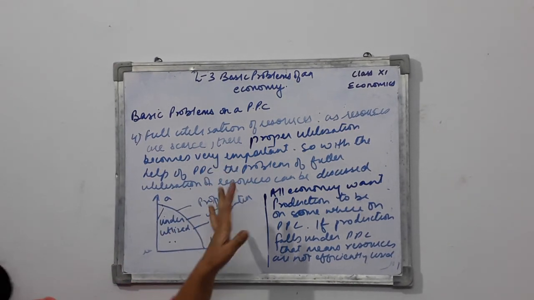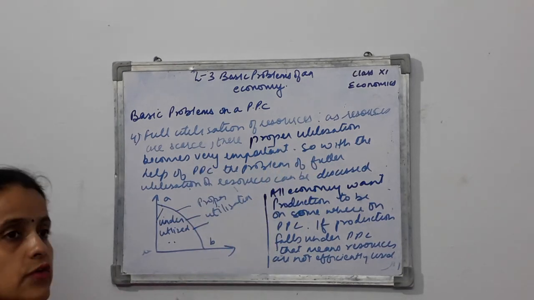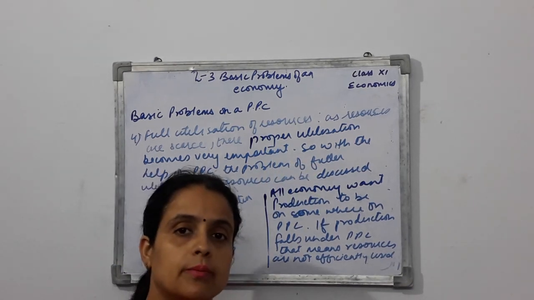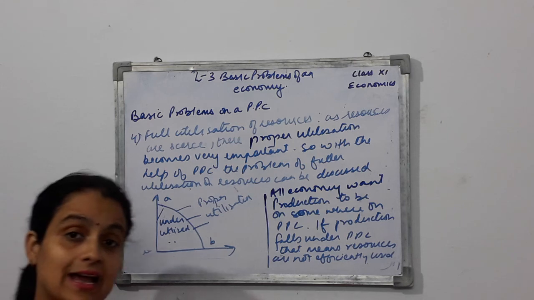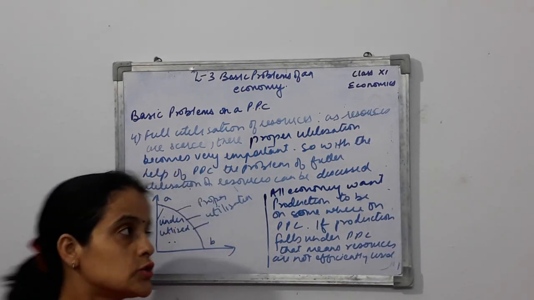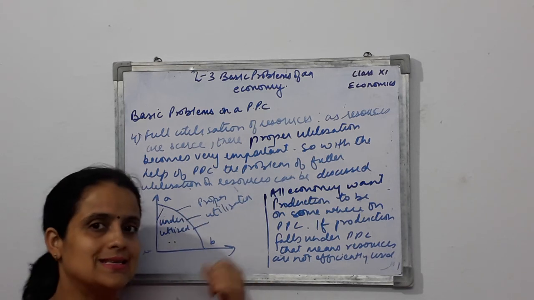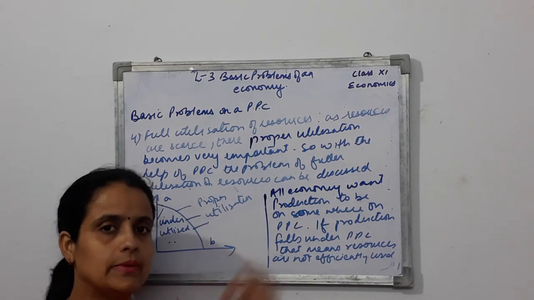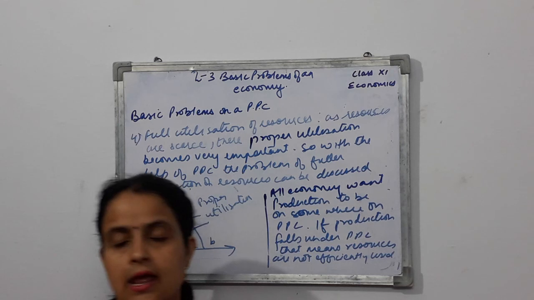And the fourth problem that we did was the fuller utilization of resources. It becomes very important for the producer and the nation to understand that utilizing the resources in the best possible manner is crucial, so as to fall somewhere on the PPC rather than inside the PPC. So falling on the PPC is very important.